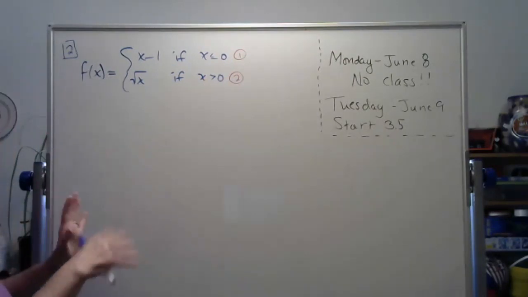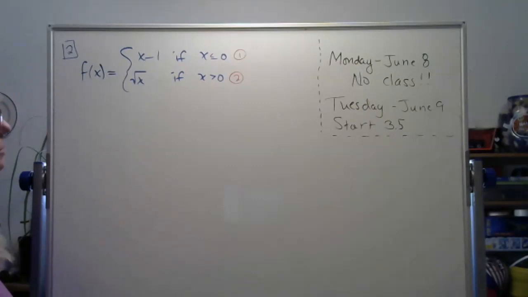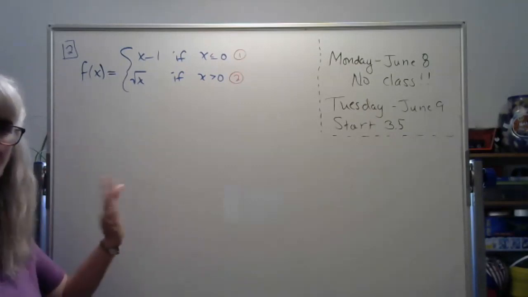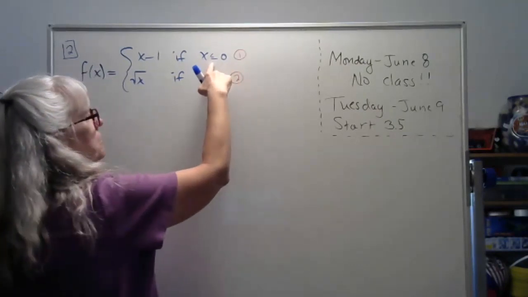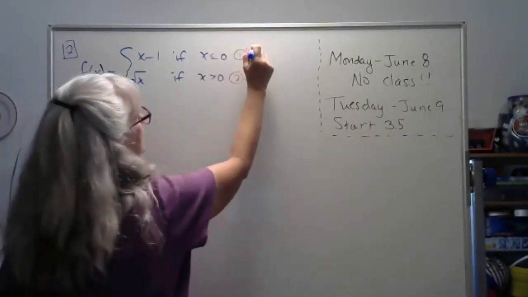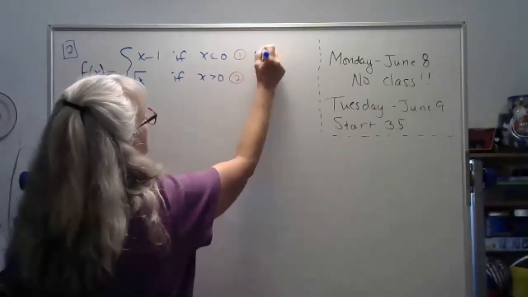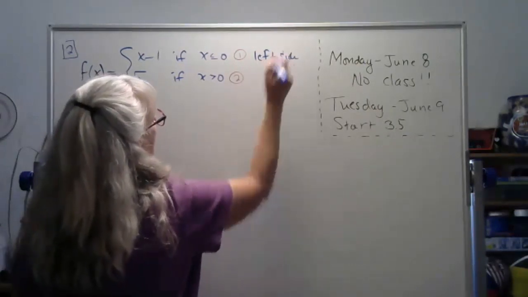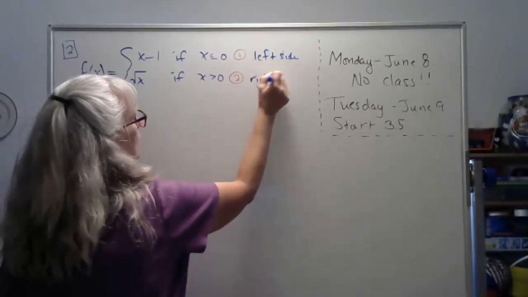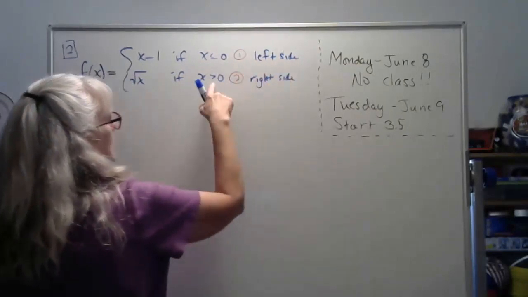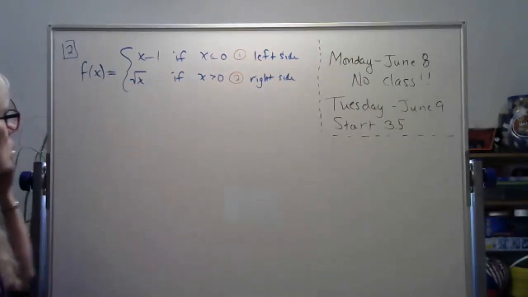Before I start to graph them, I'm going to talk about them so that I've got a handle in my mind on what's going on. So piece 1 is going to be our left half because the inequality is pointing to the left. So this is the left side of our picture. Piece 2 is going to be our right side, because we're pointing to the right, or greater than 0.